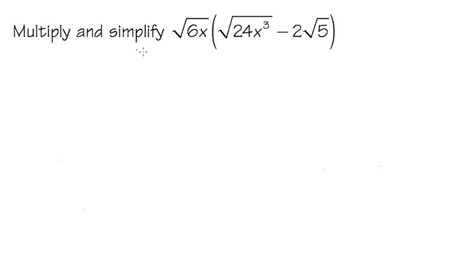Okay, we are going to multiply and simplify this times that. So here we have the parentheses. We'll just take this and then multiply it into the parentheses, right? The usual distributive property. So let's see what we have.